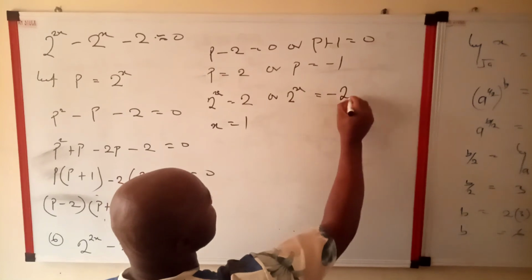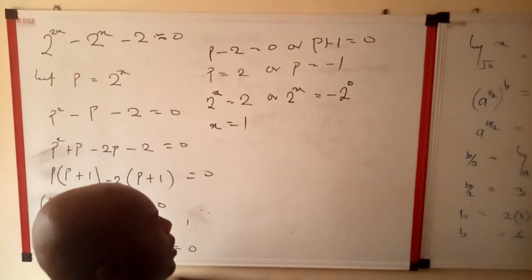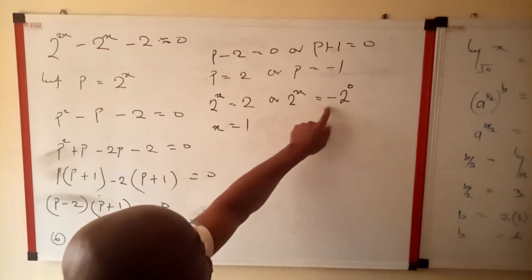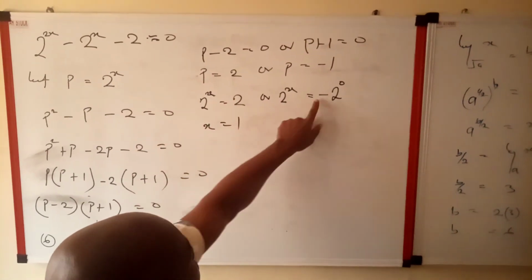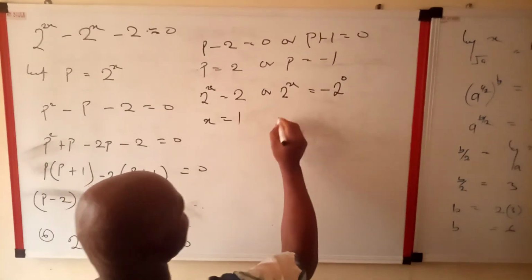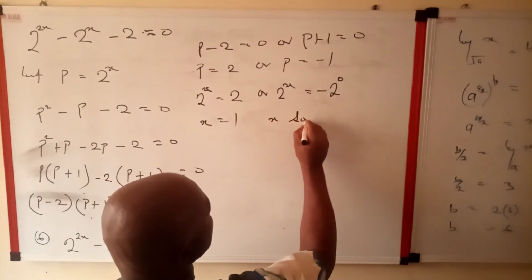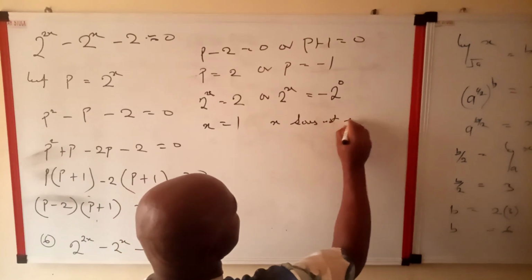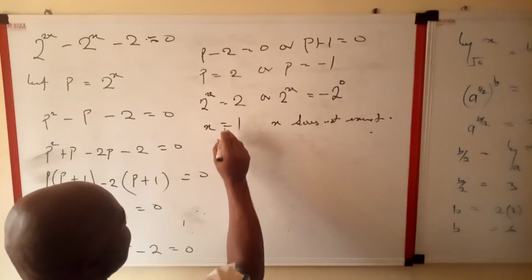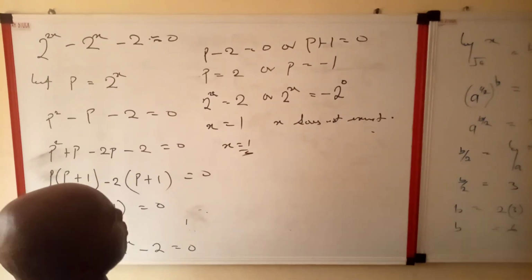Anything like 1 is, say maybe, 2 raised to power 0. 2 raised to power 0 is 1, but with the negative sign. In this case we can't just go through it the way we have it here, because we have a negative sign in front of the 2. So we say here, in this case, x does not exist. But we have that in the first case, x is equal to 1.